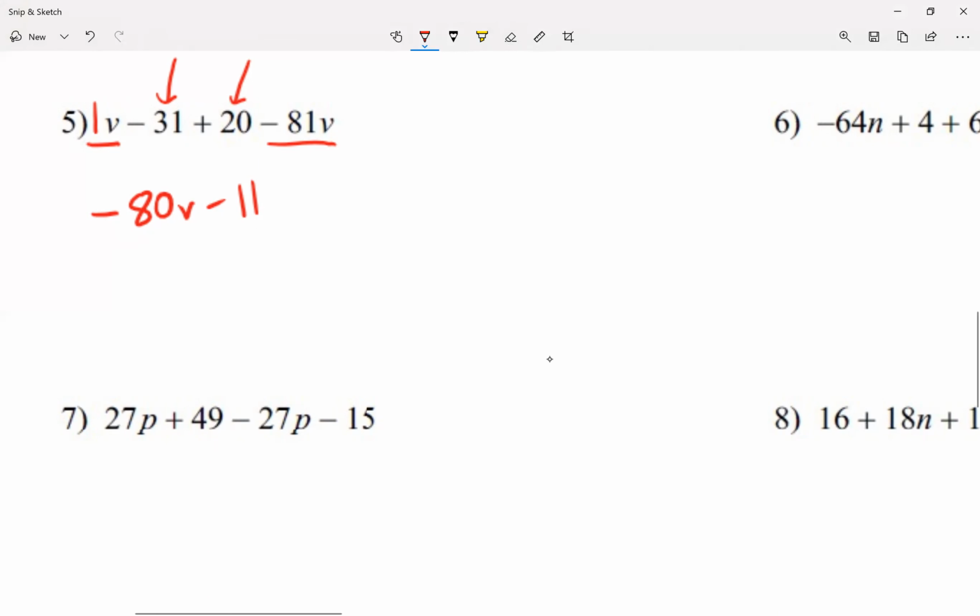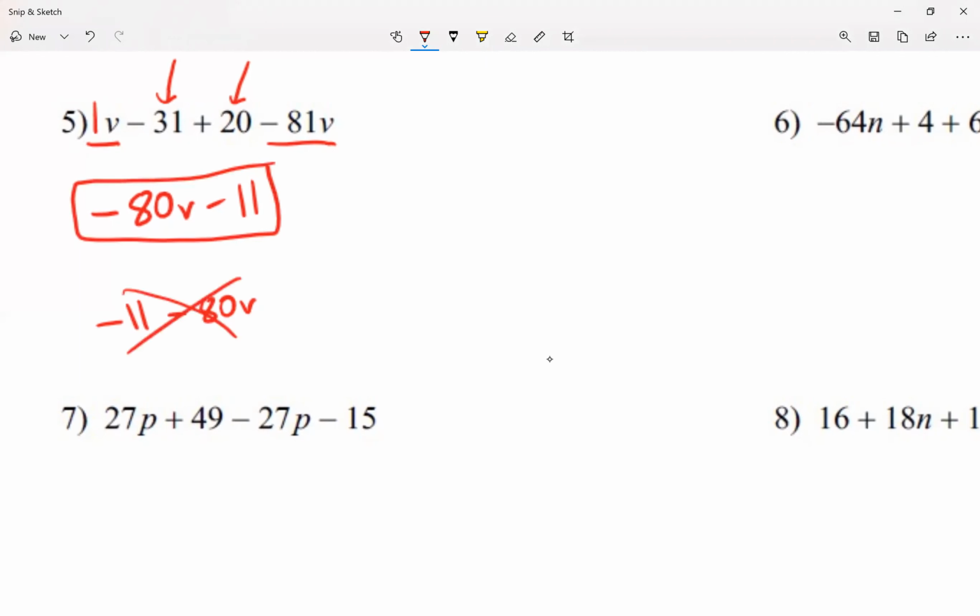Mathematically speaking, if I write negative 11 minus 80v, that's the same thing. Mathematically speaking, that is correct. However, for our assignment, I want us to combine the letter first. So the one answer that I'm going to accept is the negative 80v minus 11, not the other way around. I want us to start combining the letter first. So for our answer, the term that has the letter has to come first.